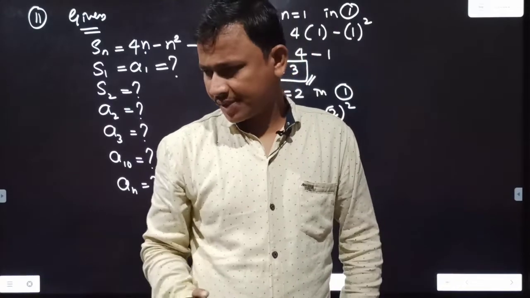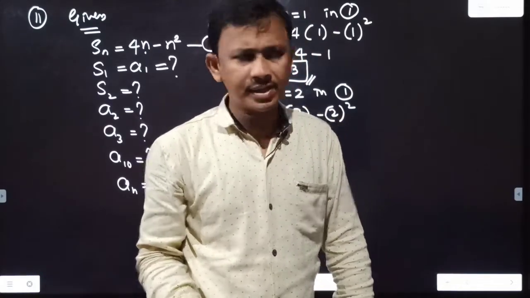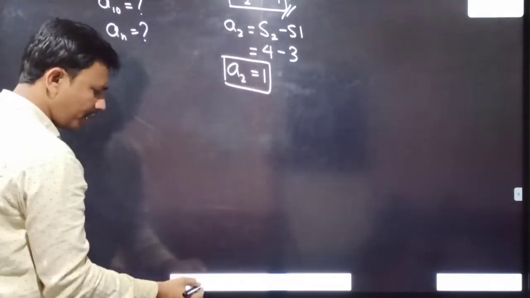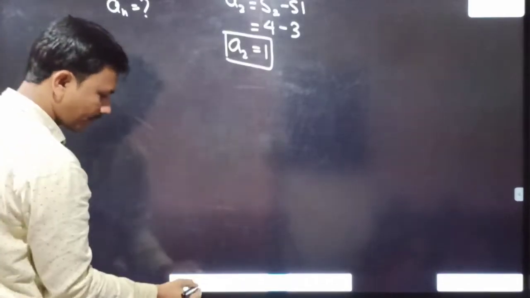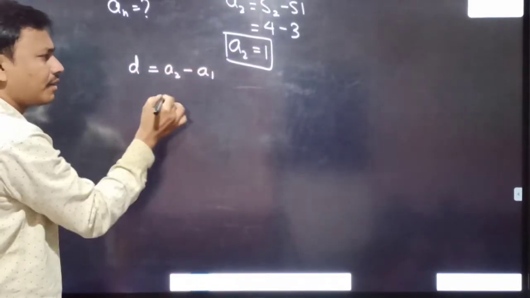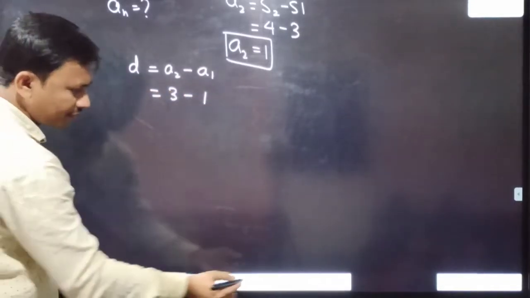Next, common difference. What is the common difference formula? D is equal to A2 minus A1. That is 3 minus 1. Not 3 minus 1.